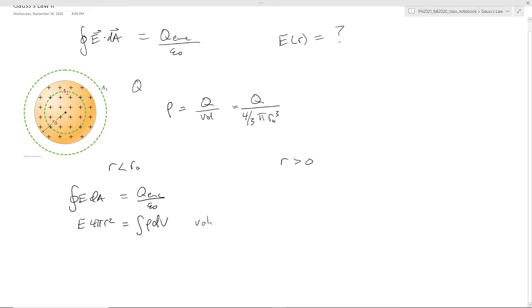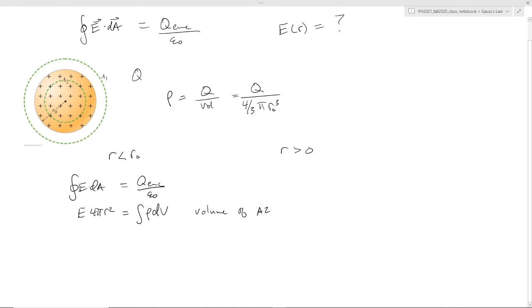Let me just put volume of A2. So this, I showed you in a different video about integrating in spherical coordinates over volume. And this is actually the simple case because the charge distribution is a constant. So in other words, this we can pull out of the integral, and then we just have the charge distribution times the integral over the volume, which is another way of saying the total volume within A2.